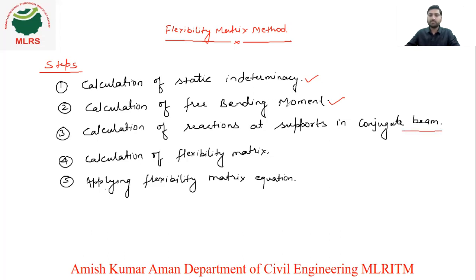After finding this bending moment, we will draw the conjugate beam, and using that conjugate beam, we will find the support reaction. After that, the fourth step is calculation of flexibility matrix. Calculation means just finding the elements of the flexibility matrix and forming the flexibility matrix. Then applying the flexibility matrix equation, we will get the unknowns, right? So these are the 5 steps that we need to follow for any problem by analyzing the problem by flexibility matrix method.